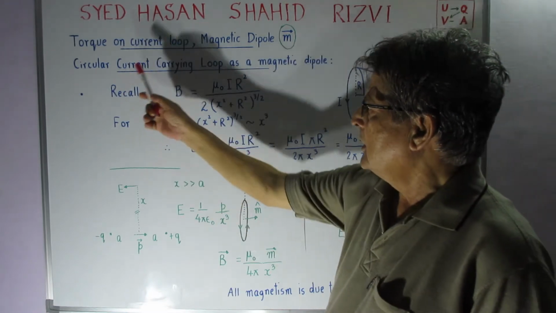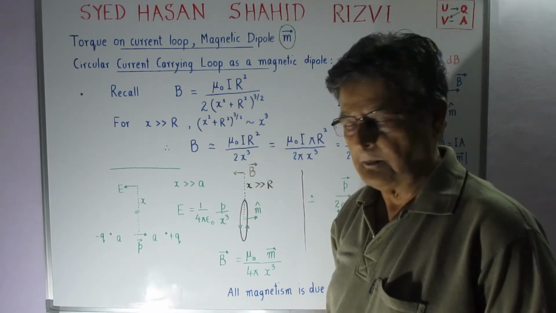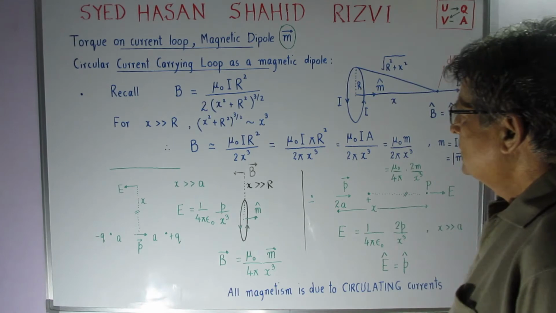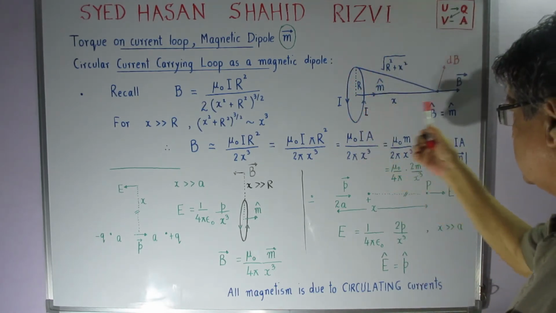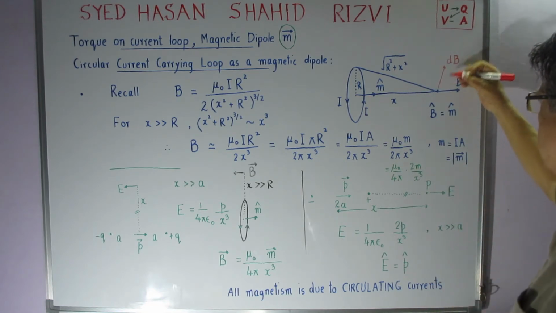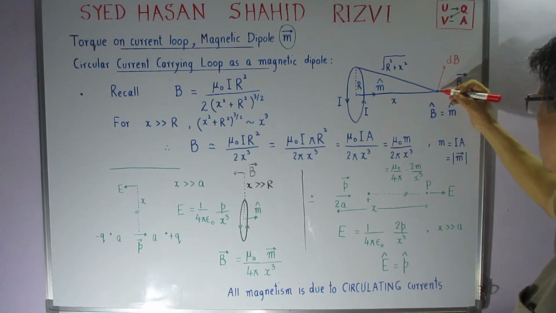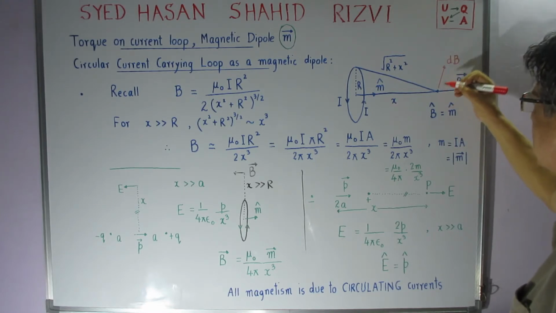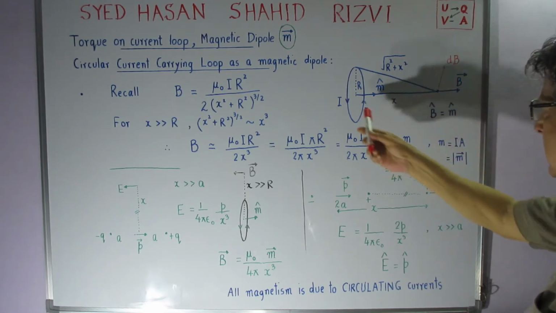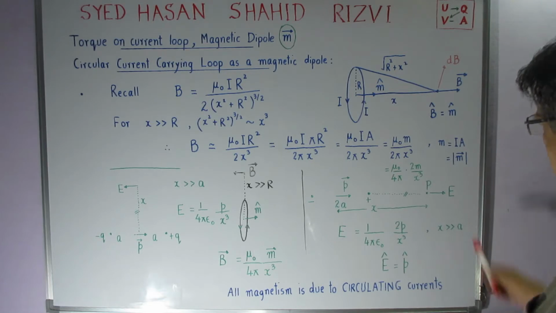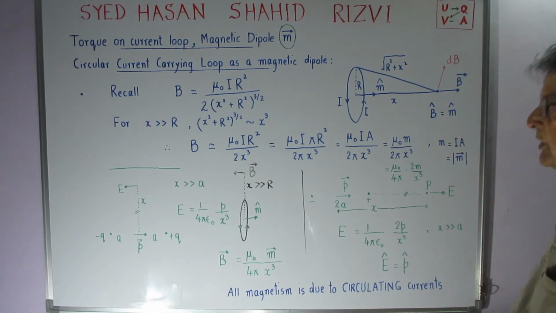Now, we take a circular current carrying loop as a magnetic dipole. So let us see what we did for a current carrying loop. We have done this, okay? We took a dB here, and then one perpendicular part, and one along the x-axis, and we found that these perpendicular parts will cancel out each other because of the symmetry properties, and these parts will add up together because they are in the same direction.